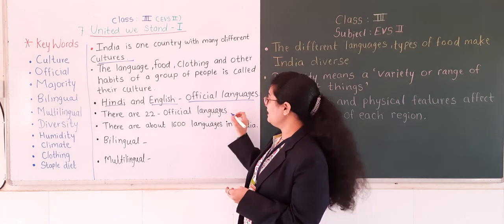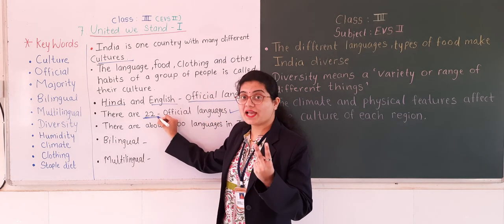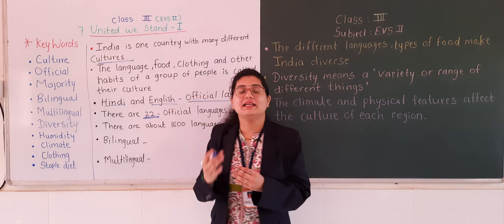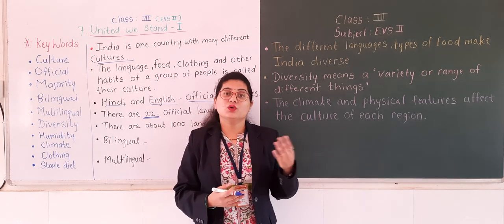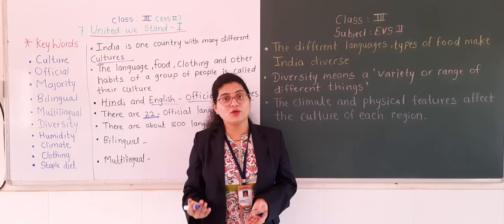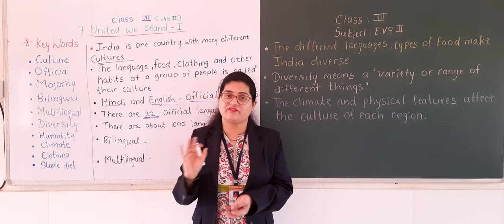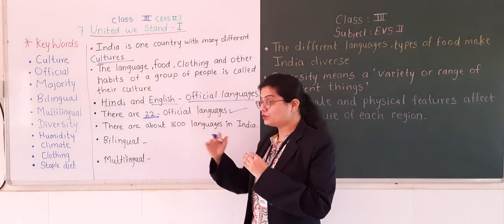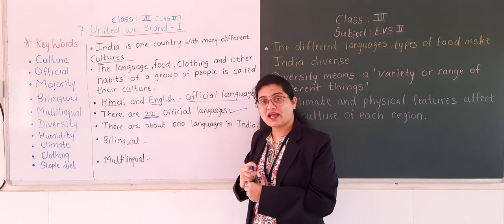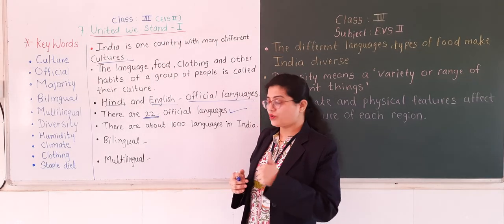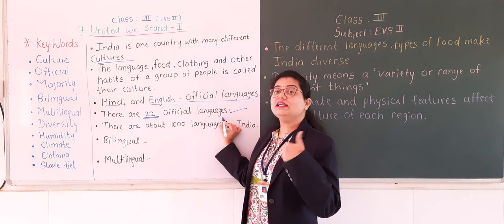Okay, then similarly we have different languages, 22 languages, and these languages are of states. There are different states in India such as Maharashtra, Rajasthan, Gujarat, Tamil Nadu, Karnataka, Jammu and Kashmir and many more. Each state has its own official language. The central government uses Hindi and English as official languages, and each state chooses its own language to use as its official language. So there are 22 official languages in India used in different states.